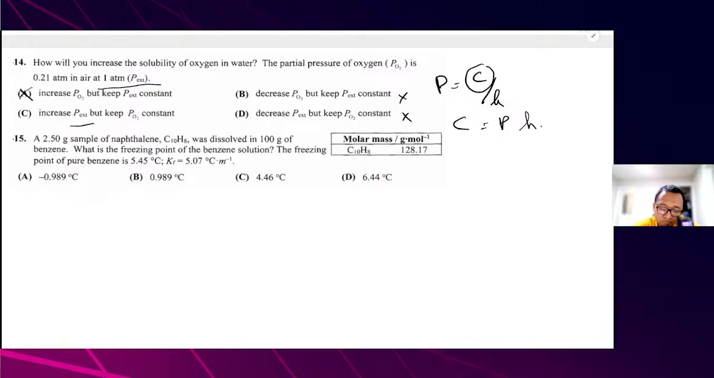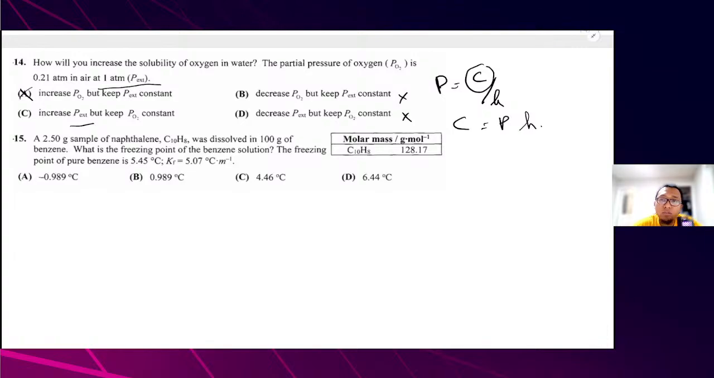So just focusing on O2, not X. Just a quick tip: gas solubility increases when the partial pressure of that gas increases.